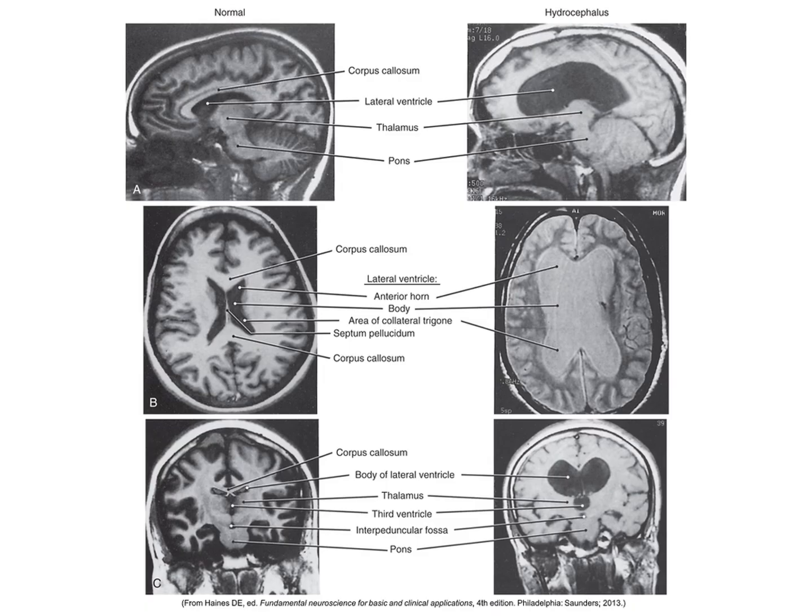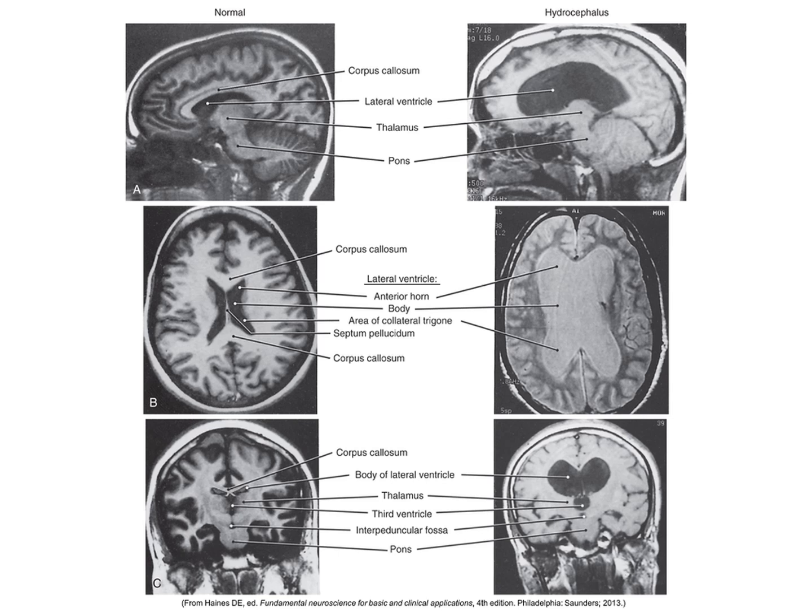In this image, we compare normal brain anatomy with hydrocephalus, a condition characterized by an accumulation of cerebrospinal fluid within the brain's ventricles. On the left, the normal brain shows balanced fluid distribution and properly sized lateral ventricles, thalamus, corpus callosum, and pons. There is adequate space around the ventricles, indicating normal pressure.